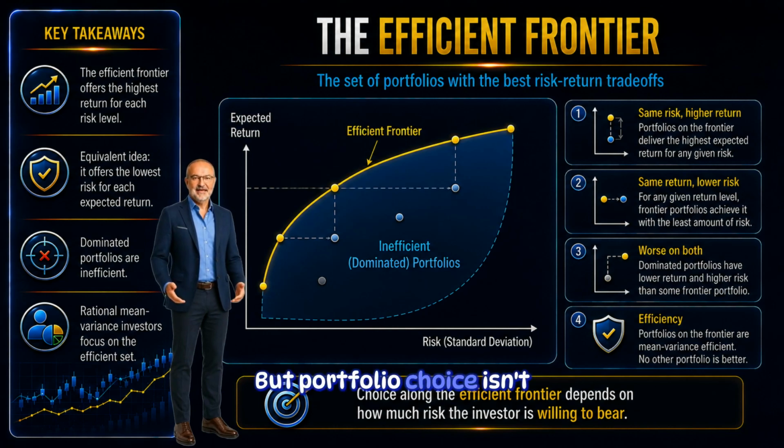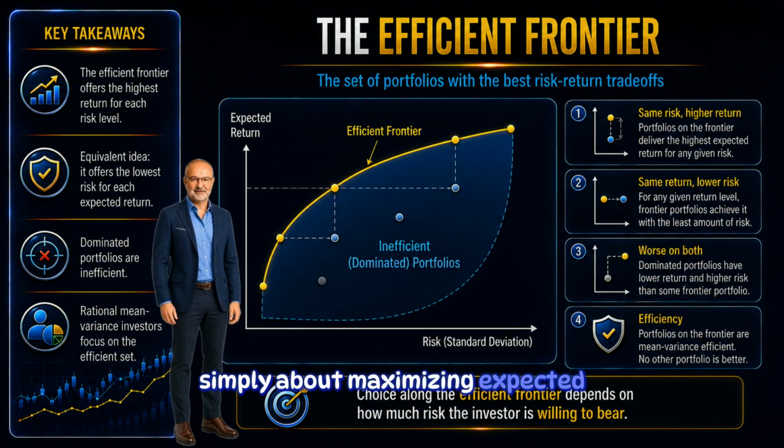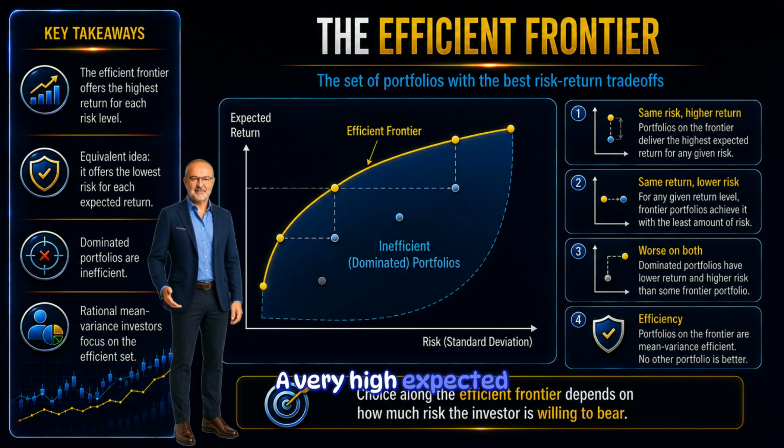But portfolio choice isn't simply about maximizing expected return. A very high expected return portfolio may involve more risk than an investor is willing to bear. It is also not simply about minimizing risk. A very low risk portfolio may not offer enough expected return. The investor's job is to choose the right balance.